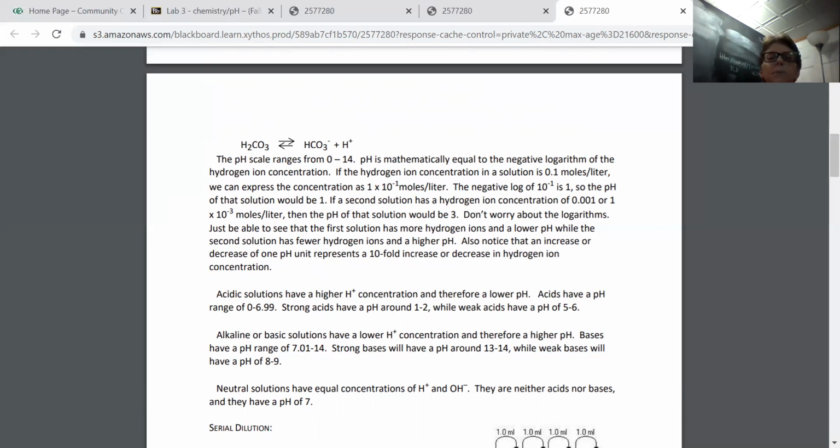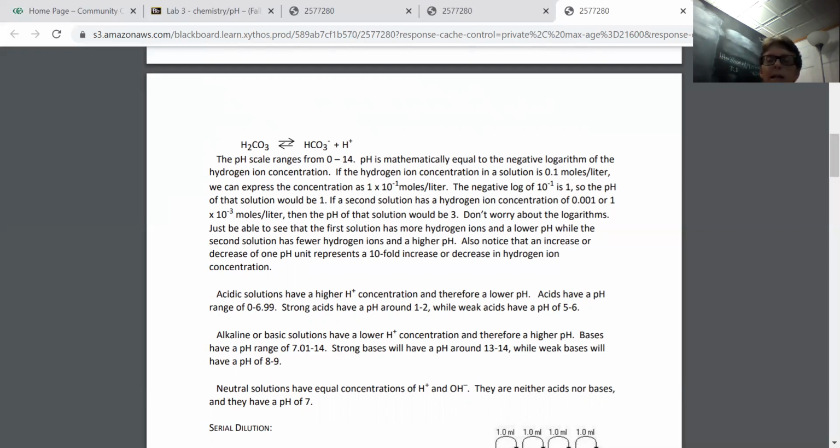Mathematically, if we want to relate hydrogen ion concentration to pH, the pH is equal to the negative log of the hydrogen ion concentration. For example, if the hydrogen ion concentration of a solution is 0.1 moles per liter, we express that as 1 times 10 to the negative 1 moles per liter. The negative log of 10 to the negative 1 is 1, so the pH of the solution would be 1. If the hydrogen ion concentration is 1 times 10 to the minus 3, the negative log of that would be 3, so it would have a pH of 3, and so on.